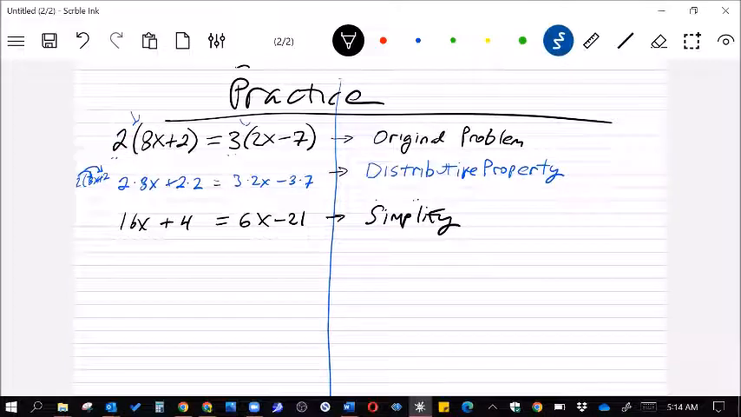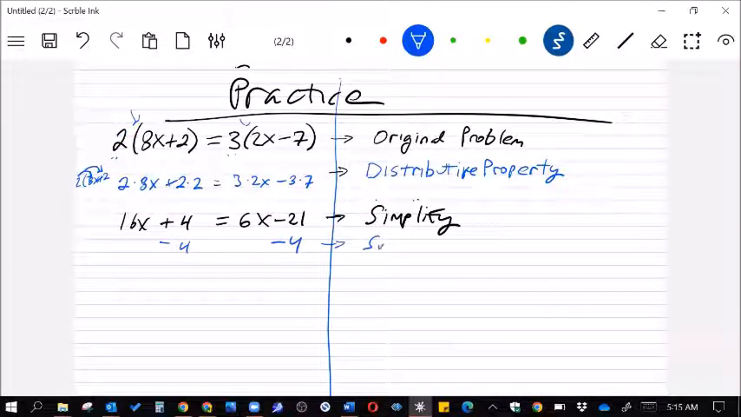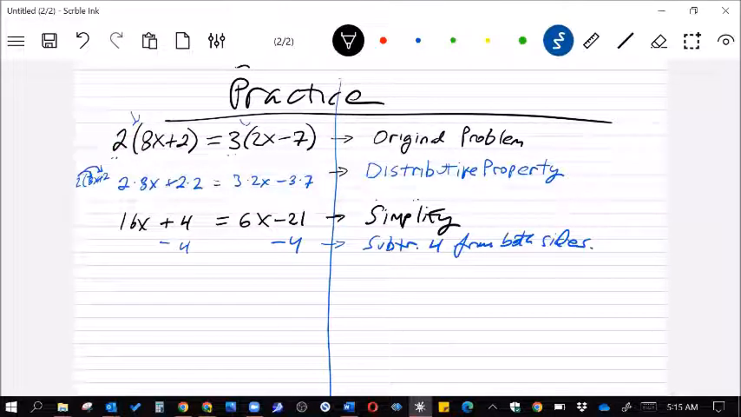Now it becomes very much like that other problem that we had done a moment ago. And I'm going to do minus 4 and minus 4. And I'm going to call that subtract 4 from both sides. And then I'm going to simplify it. 16x equals 6x minus 25. We'll simplify.